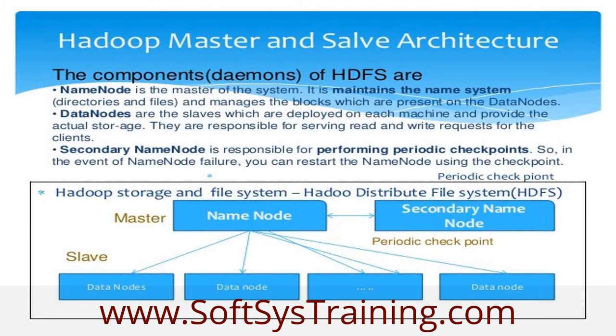Means the first name node will contain only this much information, say 10 nodes, the second will have another 10 nodes, and so on. And they will be swapping information with each other. So at any point of time, if any name node goes down, the other name node will take up the responsibility for that name node. Okay, so that is safer against failure.